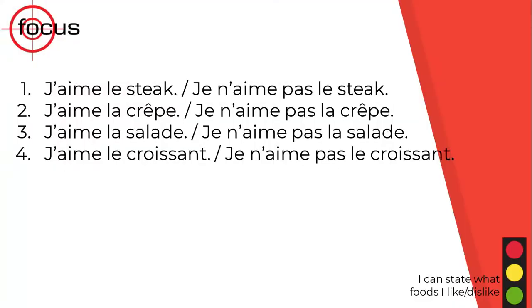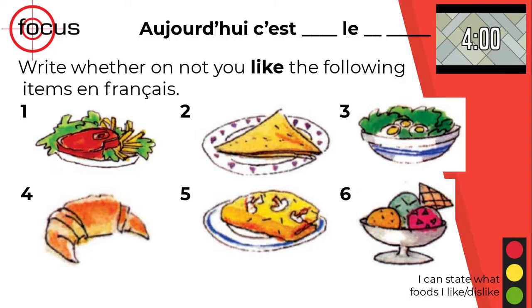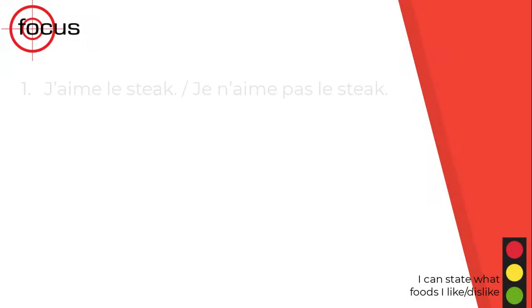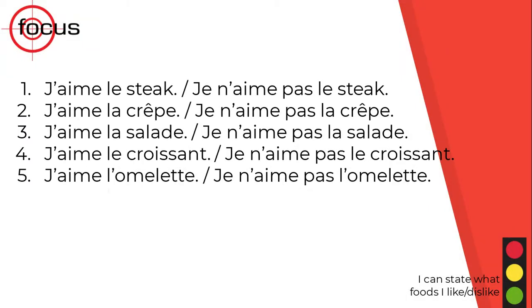Was there not 6? I don't remember. Alors. Oh, wow, I forgot ice cream. How did I forget ice cream? Number 6, j'adore la glace. So let's go ahead. I can state what foods I like or dislike. Rouge, jaune, ou vert. I can state what foods I like or dislike. And hopefully you didn't forget number 6 like I did. I was just so excited, I skipped over ice cream because everyone loves it.